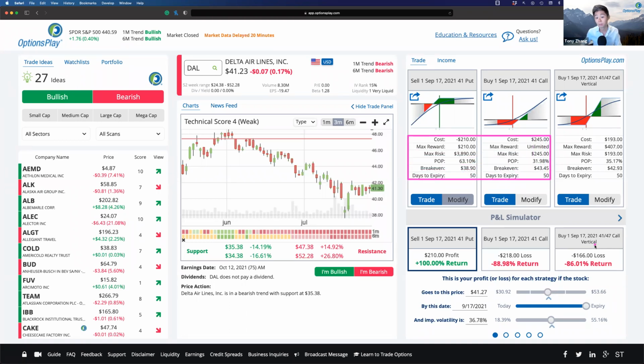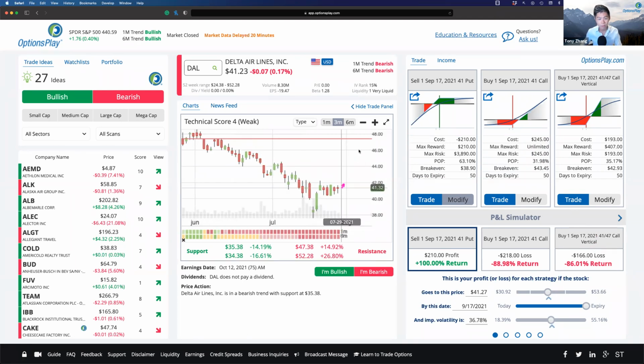You don't have to do any of the math, and you really have to just think about, well, how far do I think Delta Airlines will rally between now and September? And you can plug those numbers in and see, oh, if I bought a call option, I'm looking at $255 profit versus $210 profit. And then always think to yourself, what if I'm wrong?